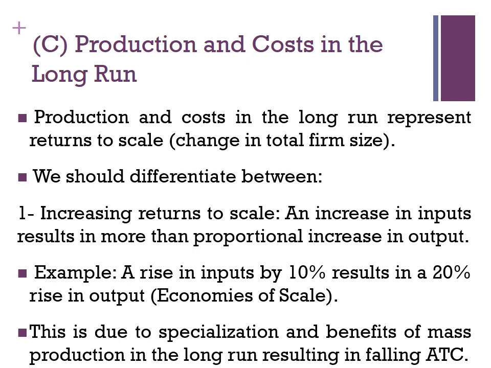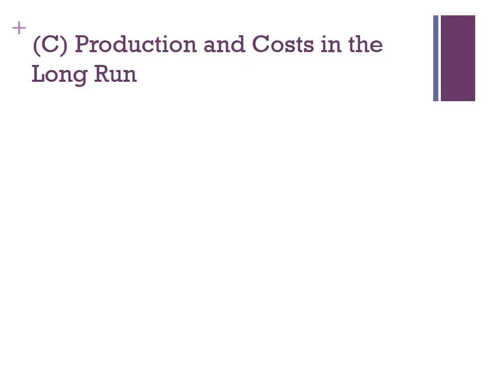So why? What are the reasons for economies of scale or increasing returns to scale? Specialization. Now we can specialize in the firm. The tasks can be divided among a larger number of producers or a larger number of workers. Each worker is specialized in a certain task, so the overall productivity in the firm will increase. As well as benefits of mass production. Now we are dividing a total fixed cost by a larger number of units, so average total cost will fall in the long run.